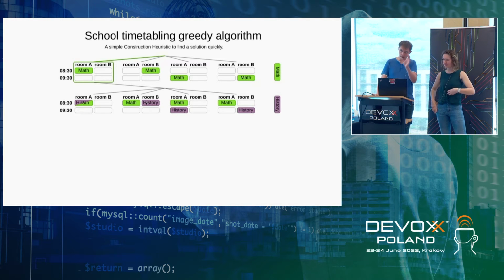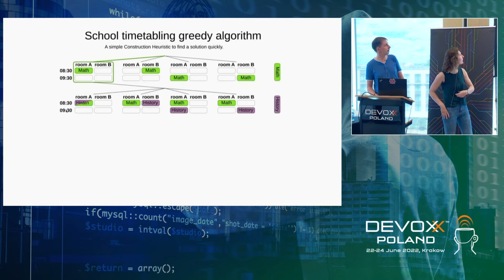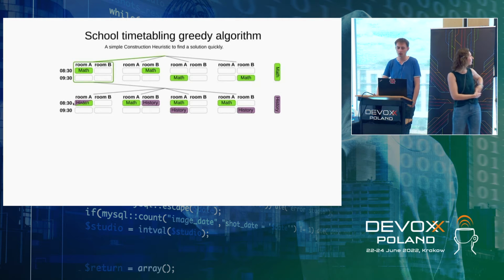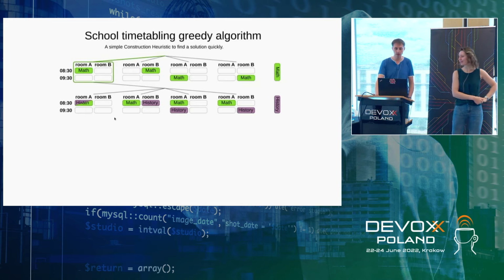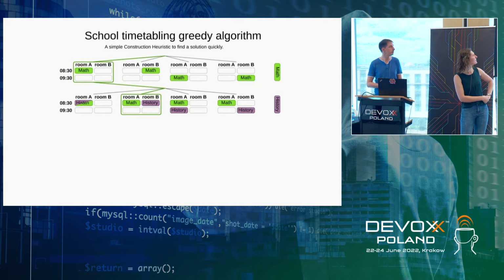But now math is already fixed, so we're not touching math anymore. And so you can clearly see if we put math and history in, if you put history in room A at 8:30, it clashes. It has a room conflict with math, so we're not going to do that. So clearly, the second choice is the best one, and we continue from there.